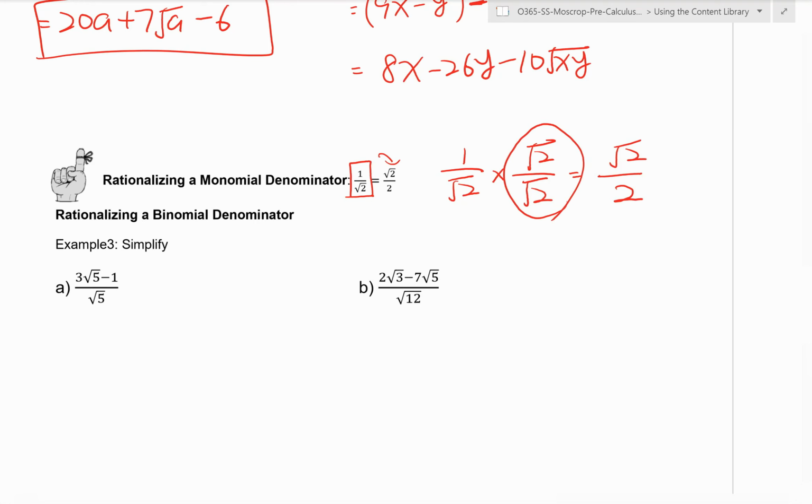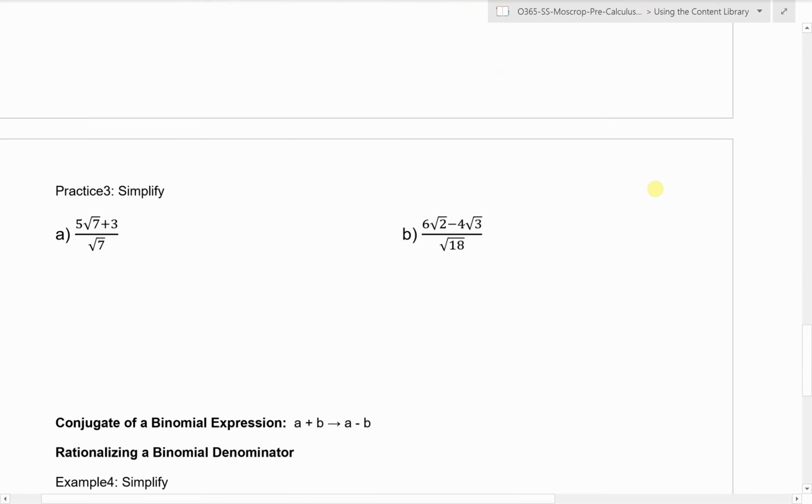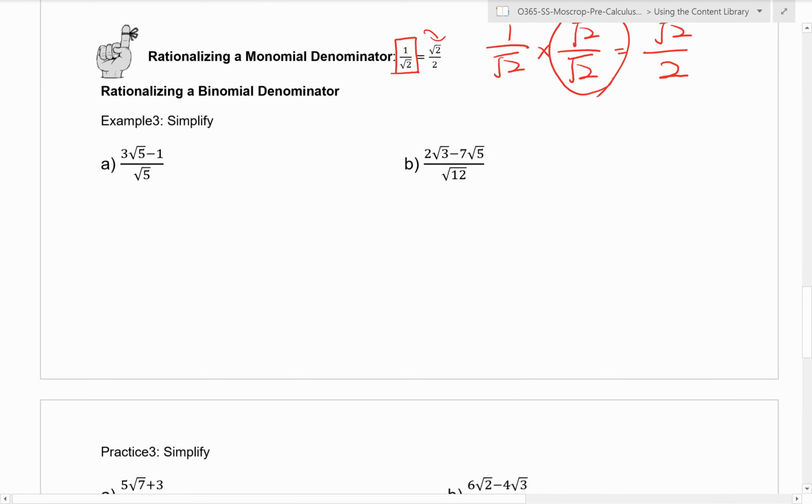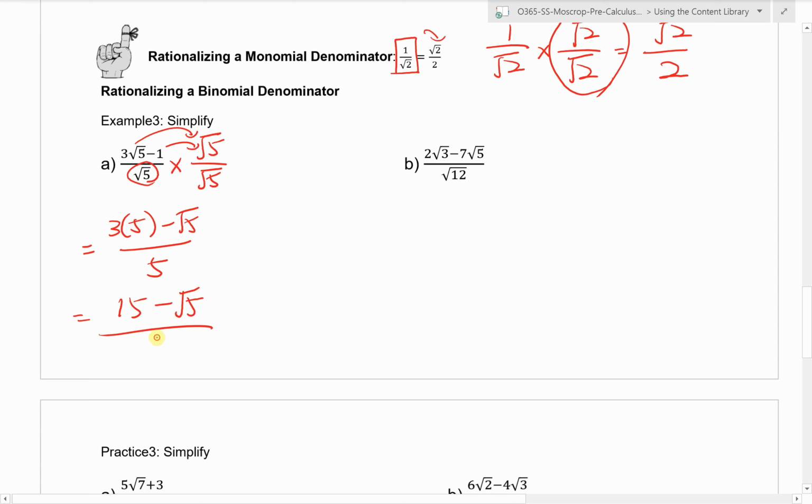Okay, so that's how you rationalize the monomial denominator. I have 2 questions I'll show you, and then you get 2 practice questions to do. Again, you can see this is a single term in the denominator, one single radical. To rationalize this, you simply multiply by root 5 over root 5, because root 5 times root 5 in the denominator will give you a 5. Now we just need to multiply. 3 root 5 times root 5 is 3 times 5. Negative 1 times root 5 is negative root 5. So this is going to be 15 minus root 5 over 5.